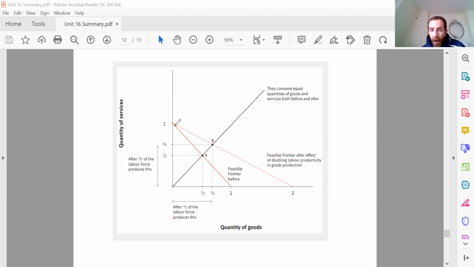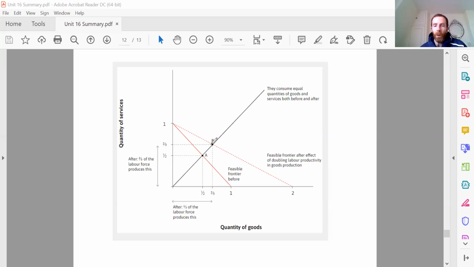Notice that if we produce no goods, we can still only produce quantity 1 of services, because nothing's changed about the labor productivity of services. But in terms of goods, if we produce no services, we can now get twice as much in terms of the quantity of goods. But our consumers still want equal quantities of each. So our equilibrium here would be at point B, where we get 2/3 quantity of goods, 2/3 quantity of services.